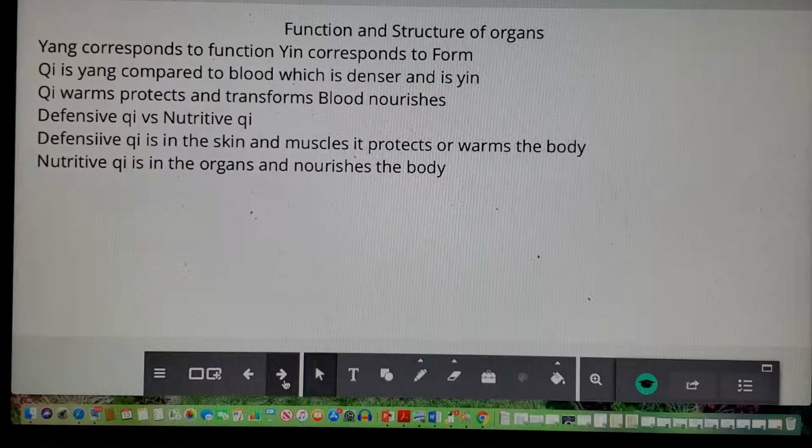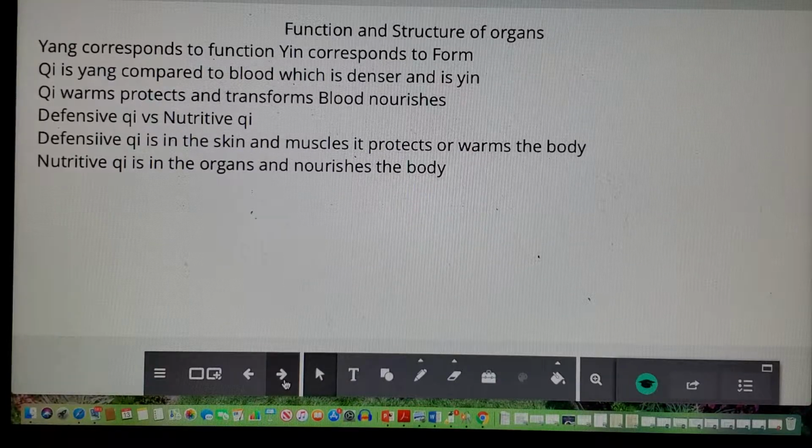Okay, function and structure of organ. Yang corresponds to function. Yin corresponds to form. What is the action of the organ? And then what is the form of the organ? So ki is the lifeblood. Ki is energy. Ki is the energy of the universe. Ki flows throughout all of life. We're talking about the management of ki within the body.